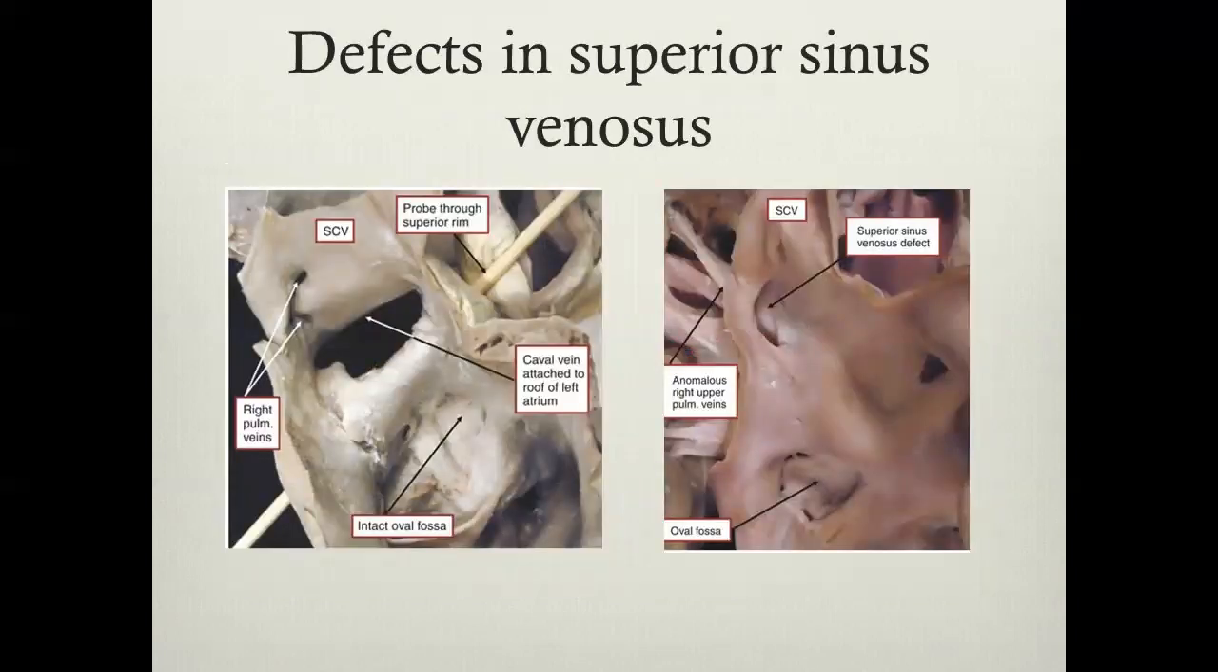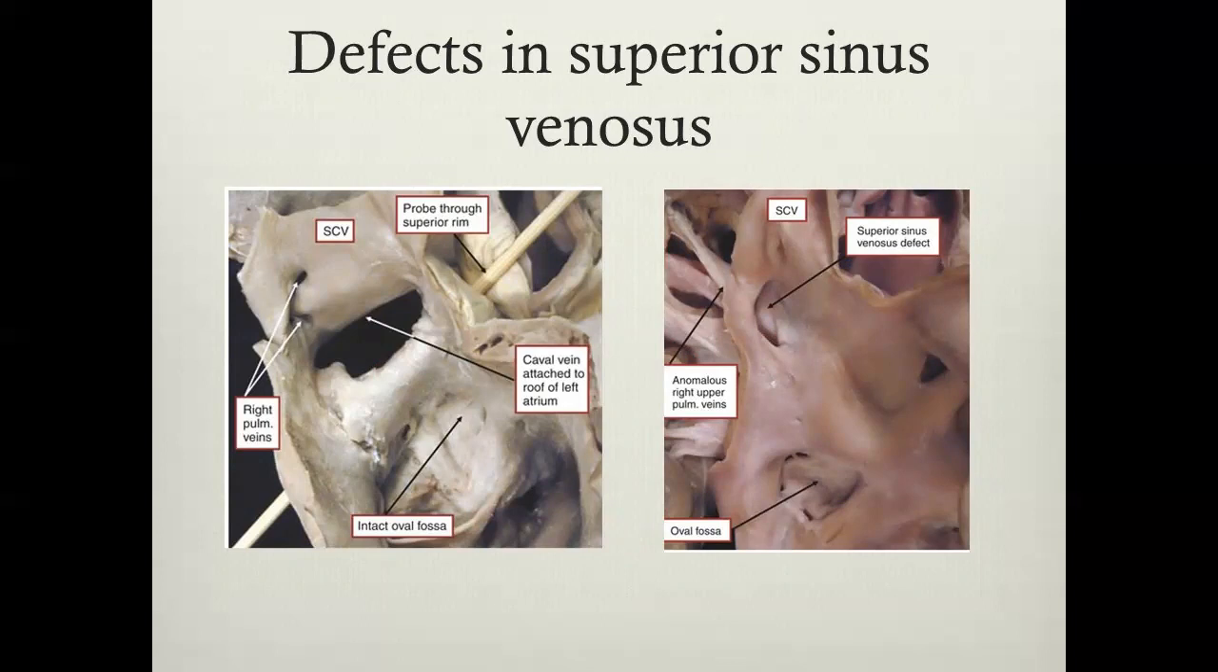So if we have a defect in the formation of the sinus venosus, it can affect its relationship with the right upper pulmonary vein. They come from different sources. They're not formed together, but they are adjacent. They lie adjacent to each other, and they touch each other, and they need to have an intact septum.